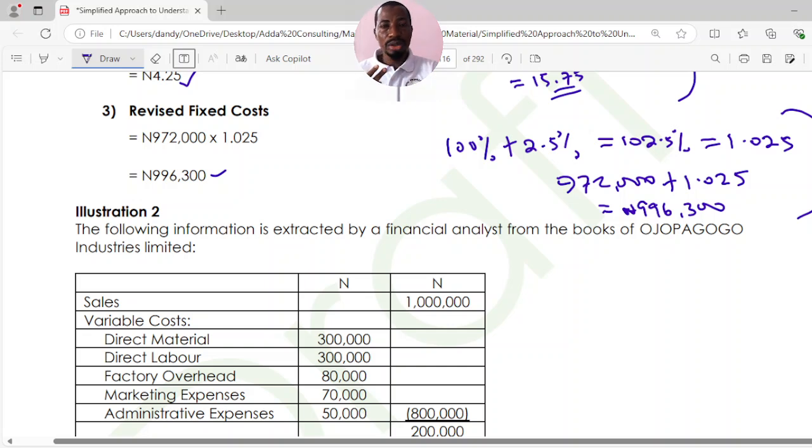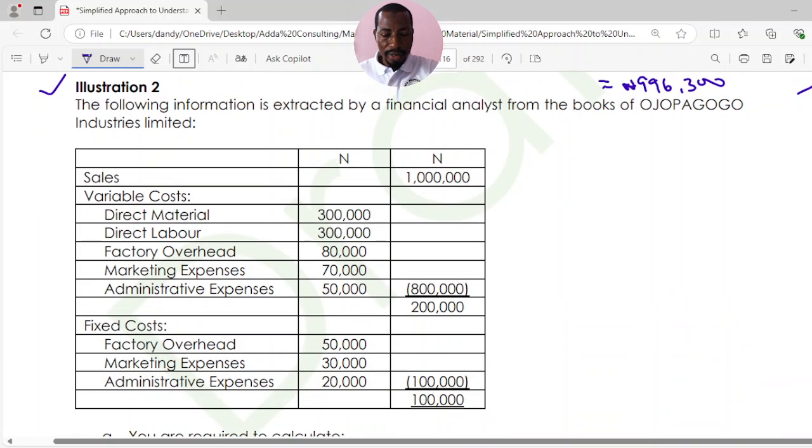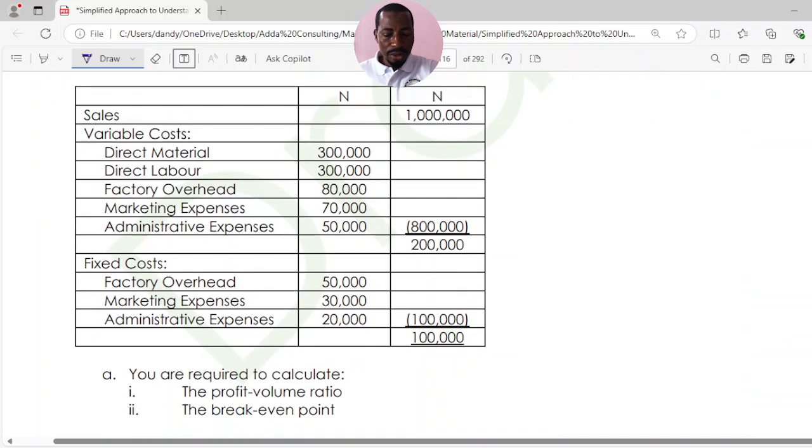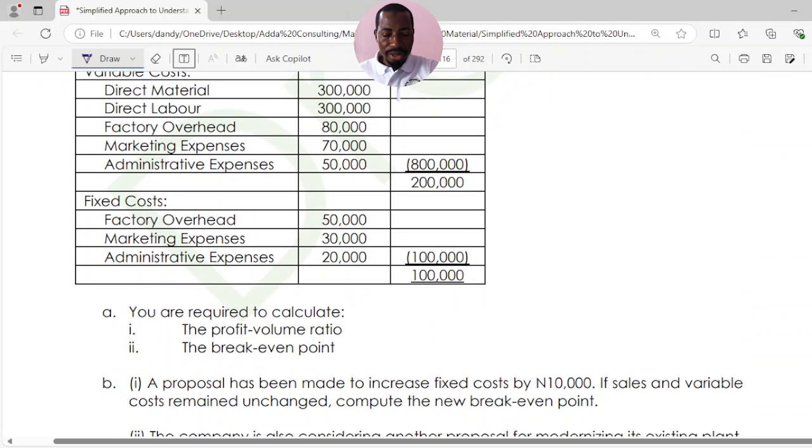So we do 2 illustrations for single product and 2 illustrations for multi-product. So yes, the following information is extracted by a financial analyst from the books of Ojopagogo Industry Limited. We are given sales value, variable cost, then fixed cost. A, you are required to calculate the profit volume ratio and the break-even point.